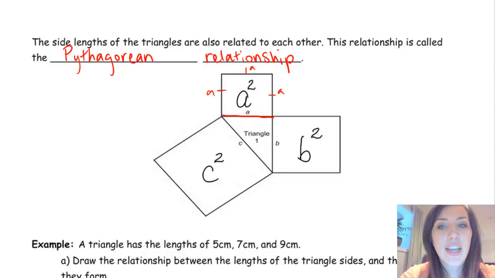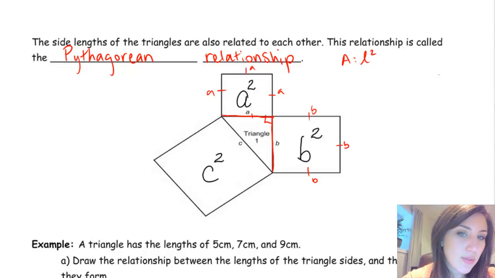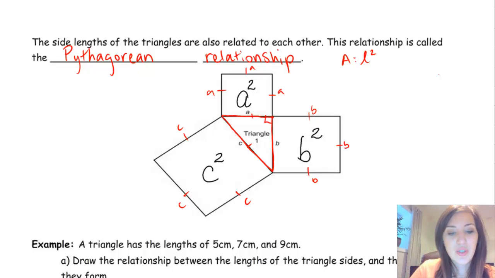So just like area equals length squared, the area of this square is a squared. Same thing with this. If this length is b, then this is also b, this is also b, and this is also b. So the area is b times b, b squared. Same thing with this last one, the hypotenuse, the longest one. If this side is c, then this side is c, then this side is c, then this side is c, and the area is c squared.